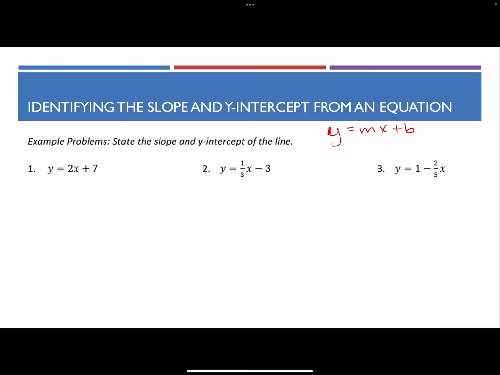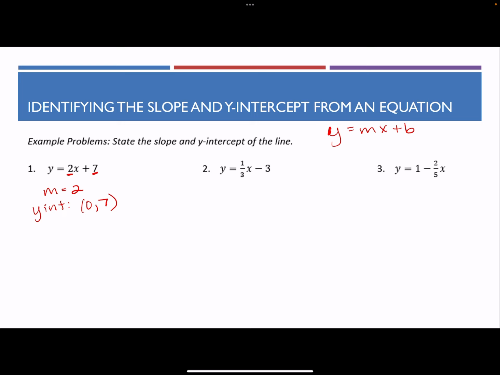So if I look at number 1, it's y equals 2x plus 7. What's in front of the x? A 2. So the slope is 2. The b value is 7, so my y-intercept is the point (0, 7). Remember, your y-intercept has to be (0, b), so don't just write 7.